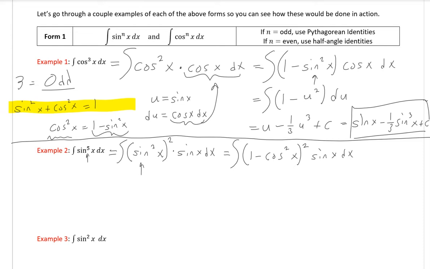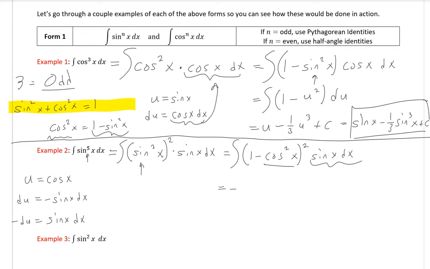Now I can do something similar as before. I could define u as cosine, so u is cosine. I have du. I don't have exactly sine of x dx, but I would get negative sine x dx. So then I get negative du is sine x dx. So that's going to introduce a negative to the system.